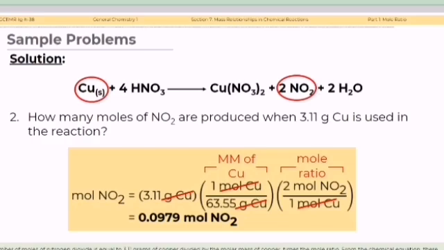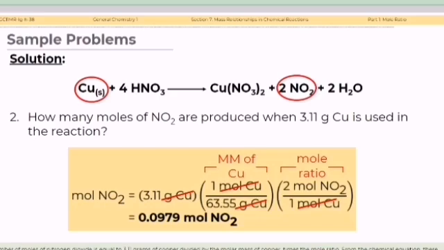The number of moles of nitrogen dioxide is equal to 3.11 grams of copper divided by the molar mass of copper times the mole ratio. From the chemical equation, there are 2 moles of nitrogen dioxide per mole of copper. Hence, the mole ratio is 2 moles of nitrogen dioxide per 1 mole of copper.